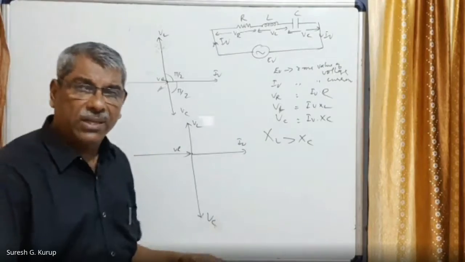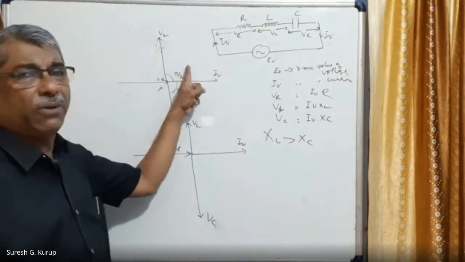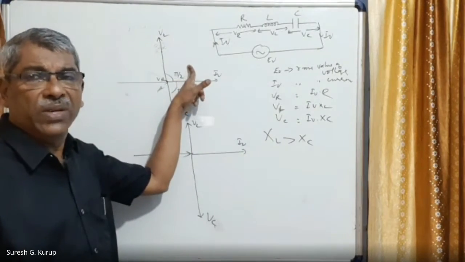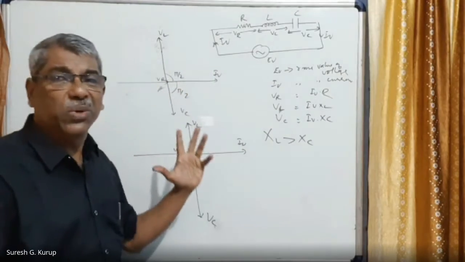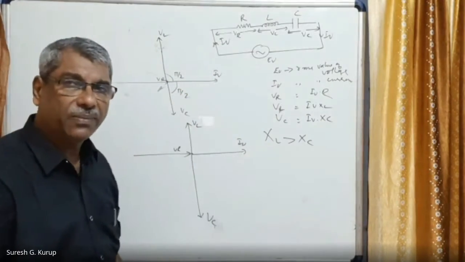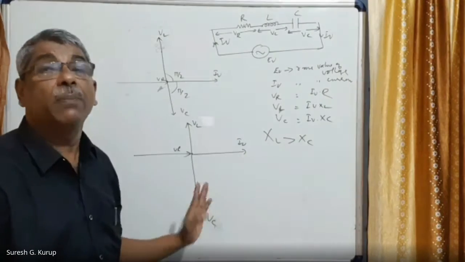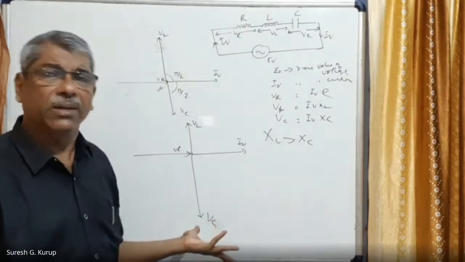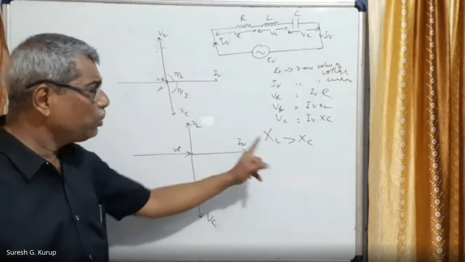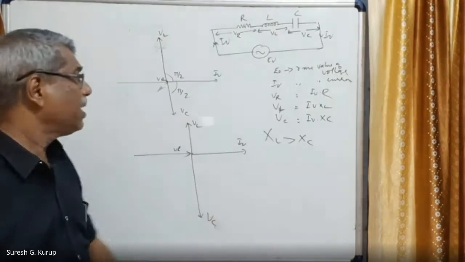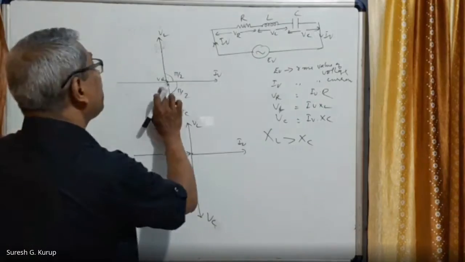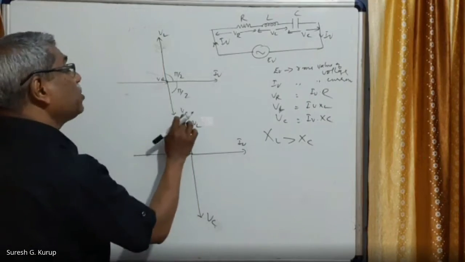In the first case, if VL is greater than VC, then that circuit is an inductive circuit. In the other case, if VC is greater than VL, then that circuit is a capacitor circuit. Either one we can take, right? In this case, XL is greater than XC. Here, this is VR, this is VL and this is VC.